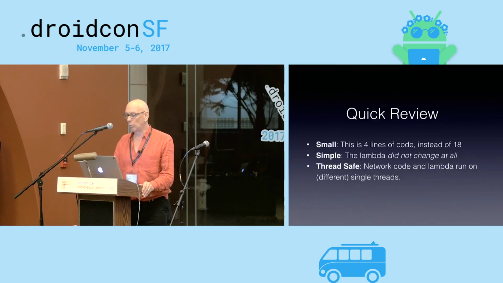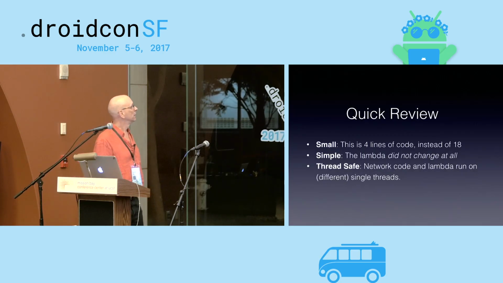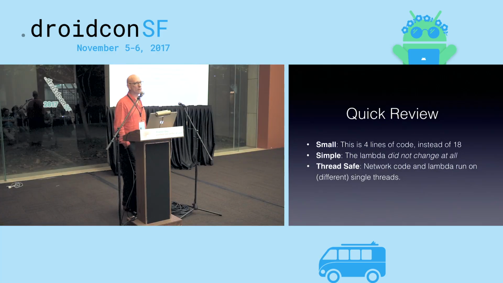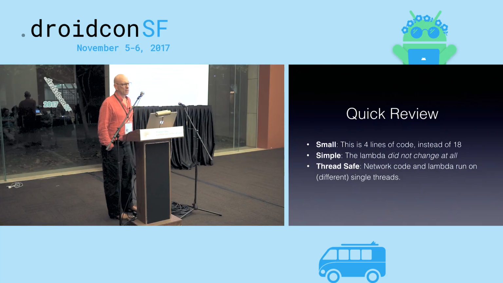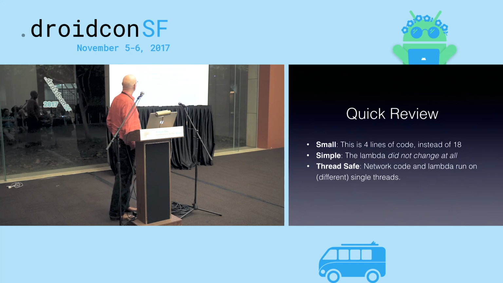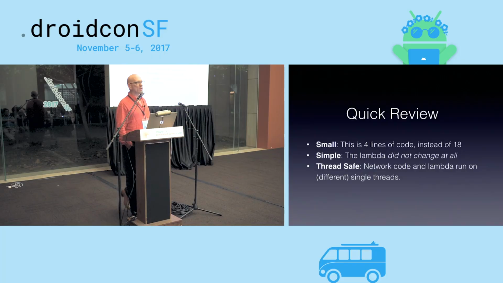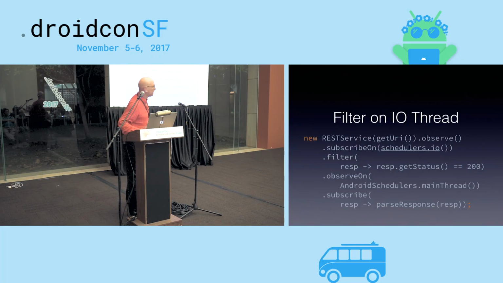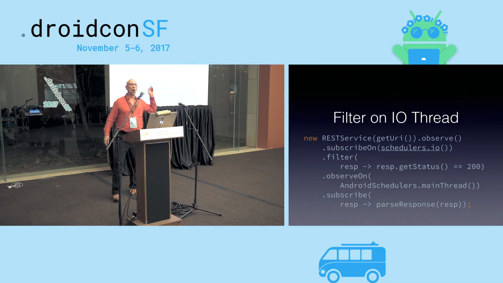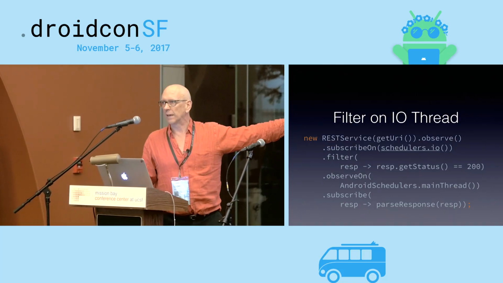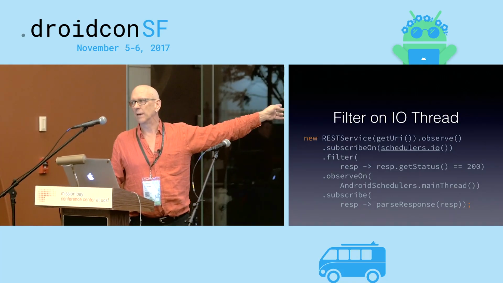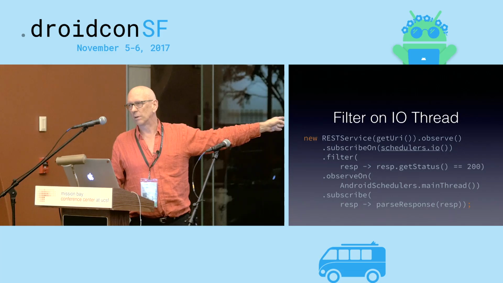Okay, so quick review, what's happened so far. This is 4 lines of code instead of 18. That's kind of sweet, all right? Yeah, it's kind of good. The Lambda out there, the actual business logic, how far do I have to go back? This piece. This thing is what we really want to do. That's the only code in that whole async task. It's the only code that we really cared about.